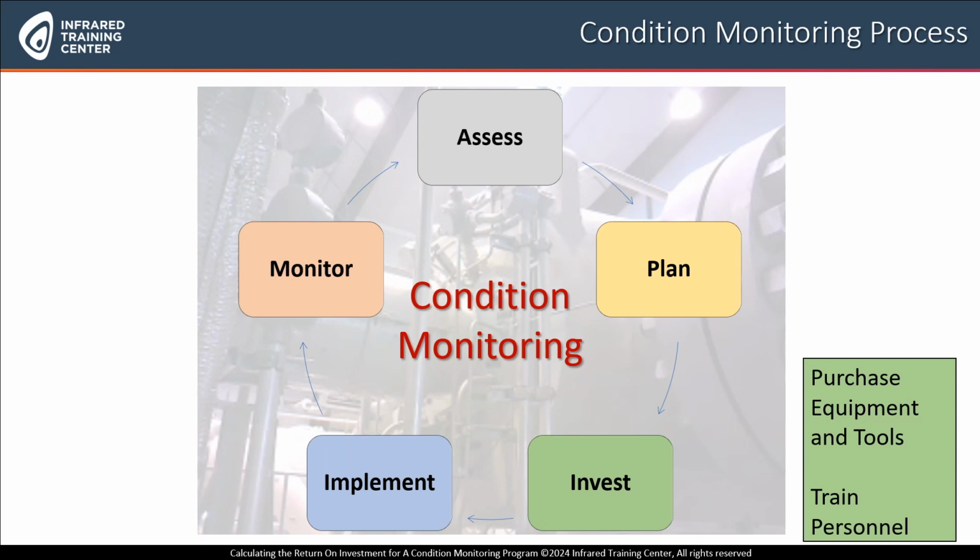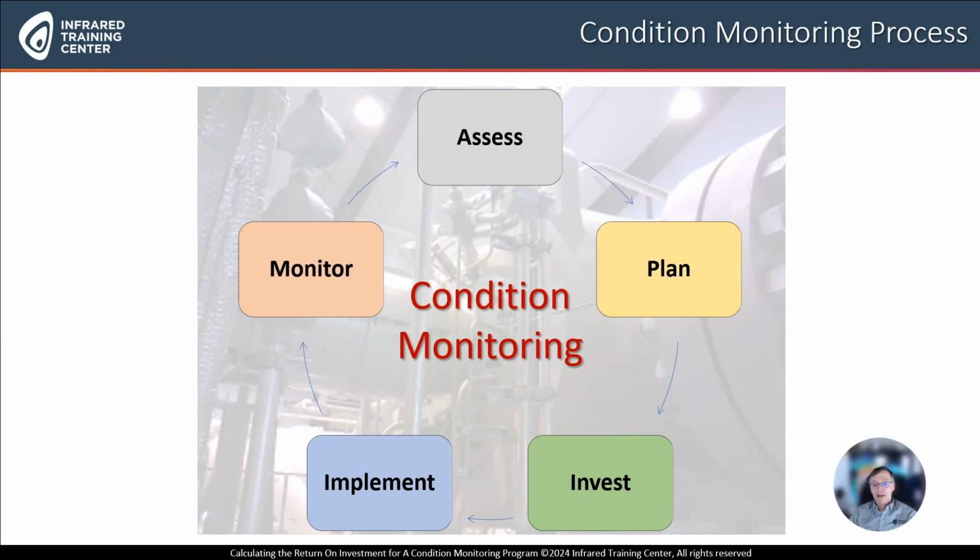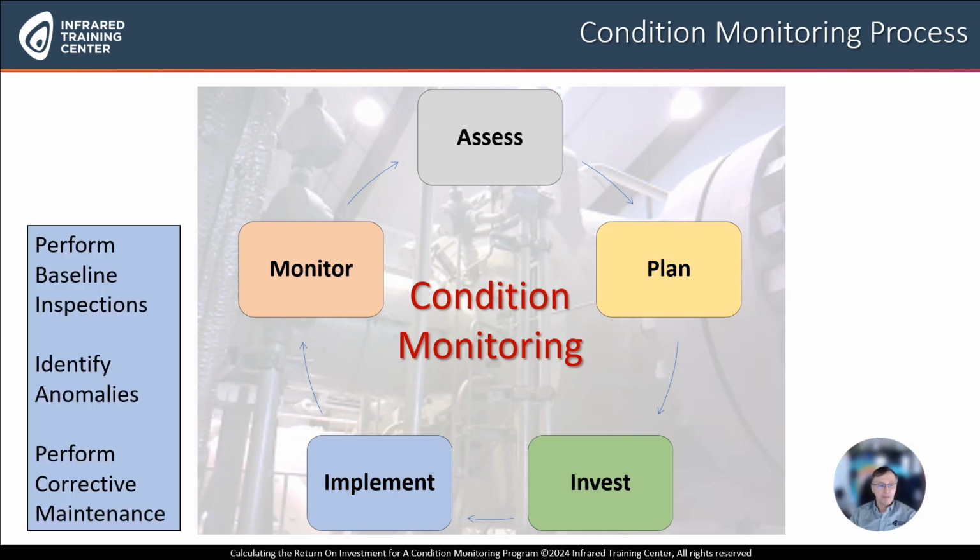And of course, when we're investing here, we have to do this with the concurrence of our management, with the concurrence of our customer. Once the investment phase is over, we implement it. And this is where you get a lot of learning.